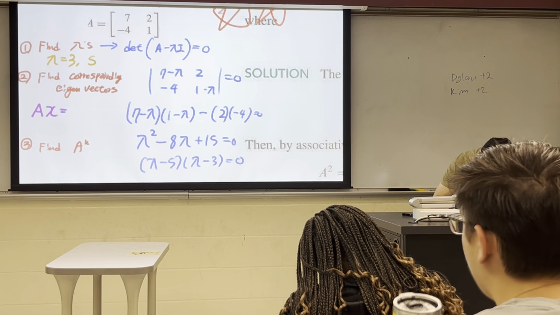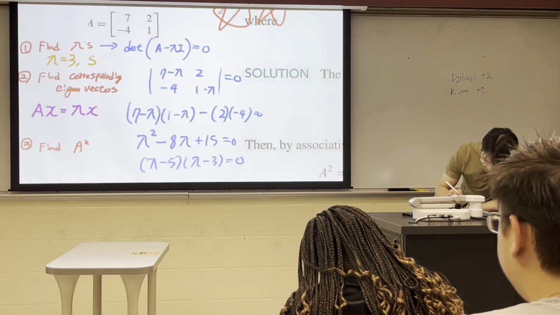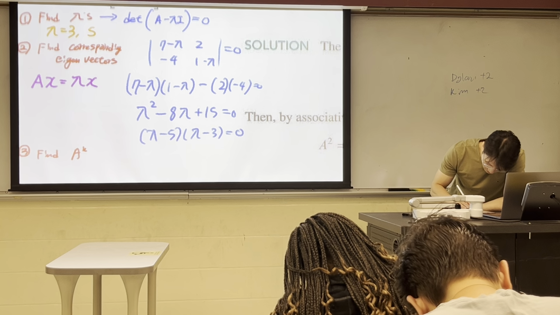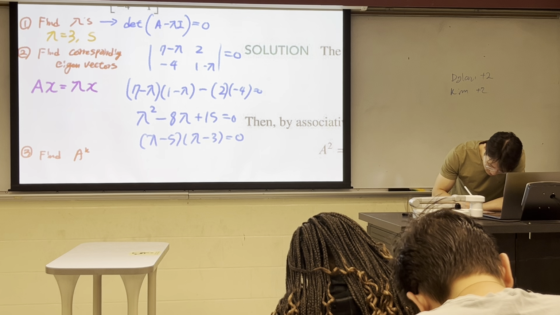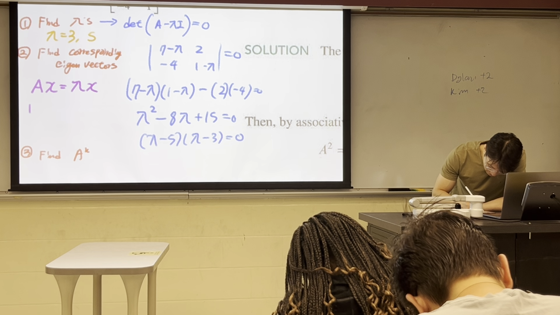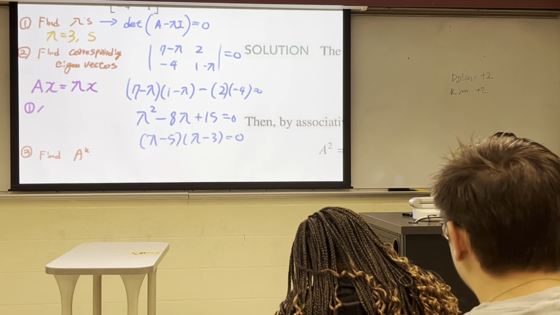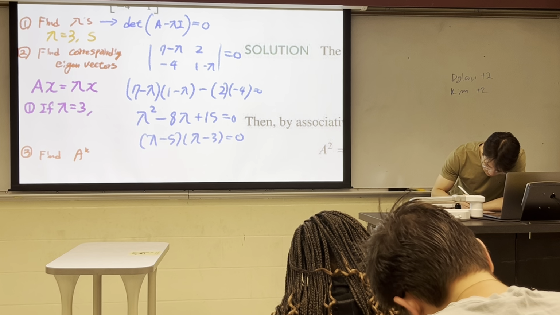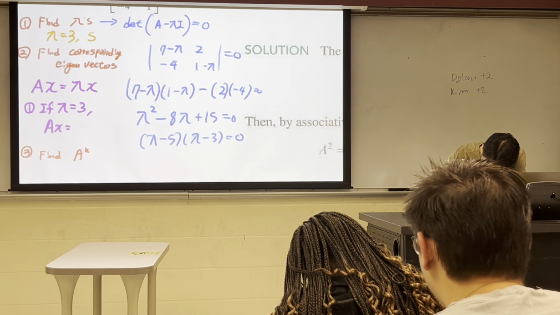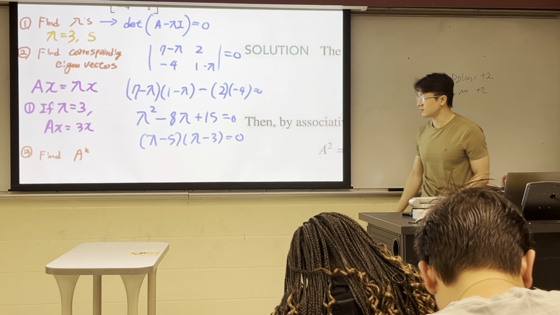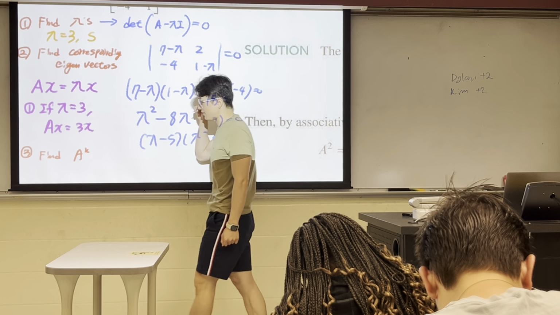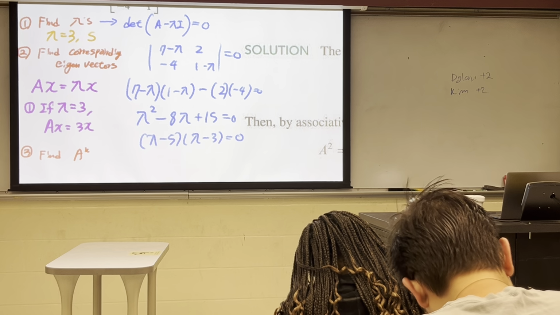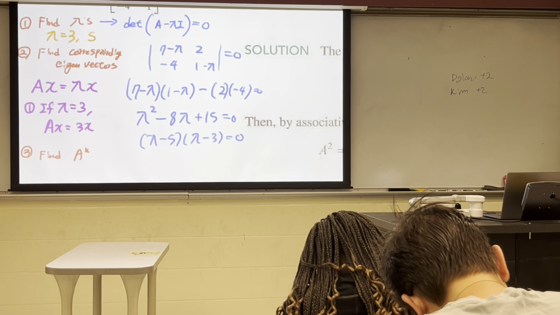Ax equals lambda x. So first, lambda is 3, Ax equals 3x. Find the x, find the vector x that makes this thing true. Right, guys?